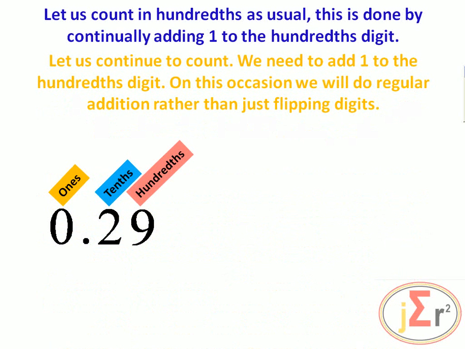Let us continue to count. We need to add 1 to the hundredths digit because we are counting in hundredths. So if we continue to count, we need to just add another 1 to the hundredths digit. On this occasion, we will do regular addition rather than just flipping digits. So we will just make sure that we do regular addition. What happens?